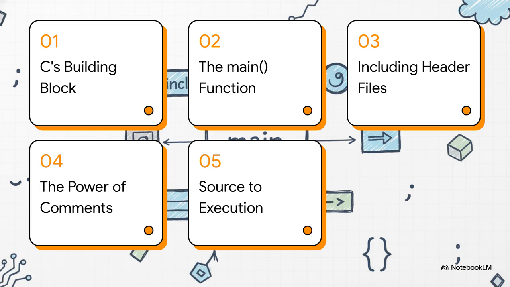So, here's our game plan. We'll kick things off with functions, which are the absolute core building blocks in C. Then we'll zoom in on the most important one, the main function. After that, we'll talk about including header files, why comments are your best friend, and finally, we'll trace the incredible journey from source code to a program you can actually run.